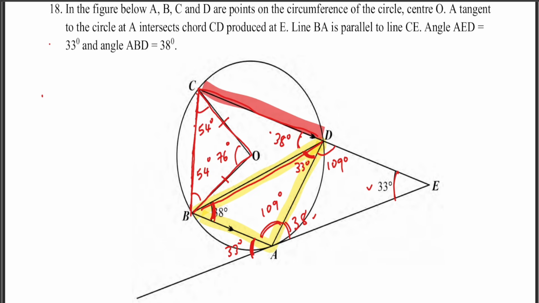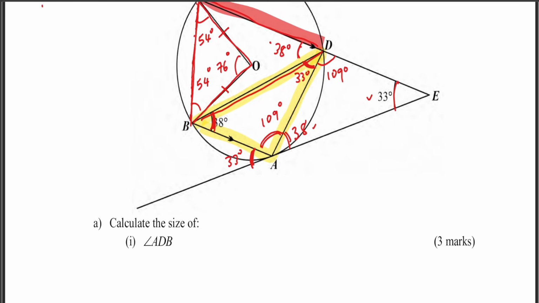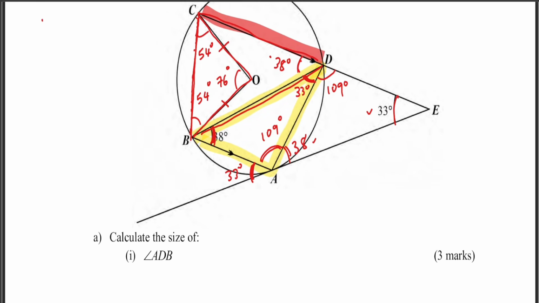So I think that is understandable. What do we have else here? Calculate the size of angle ADB. ADB is basically this one, the one that I'm shading here right now. So ADB is equal to 33 degrees, and the reason is the alternating angle theorem.